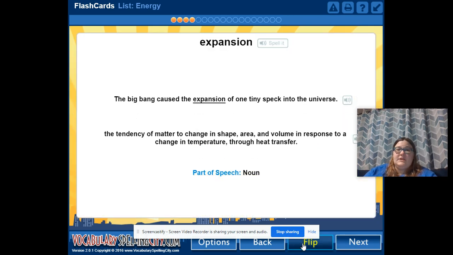Expansion. So remember, if you add heat, things expand. Expansion is the tendency of matter to change in shape, area, and volume in response to a change in temperature through heat transfer. A soda has gas in it. You add heat and the can gets bigger and it pops because it is expanding. It needs to move. The ground expands in the winter because there's water in the ground. And so when all that water freezes, it gets bigger.